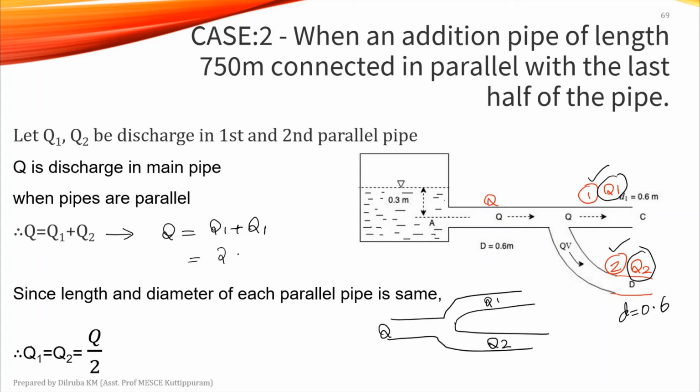So we can write 2Q1 is equal to Q, or from this we can find out Q1 is equal to Q by 2. Okay. So if you have same diameter and length, the discharge will be equal, and that will be half of the discharge from the main pipe. Okay, is it clear?